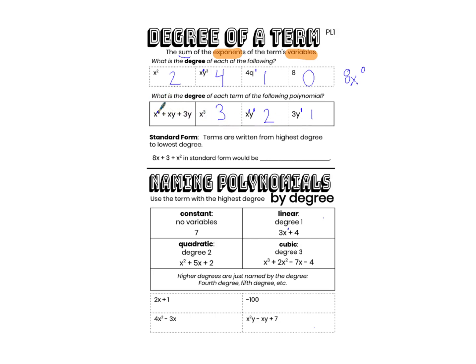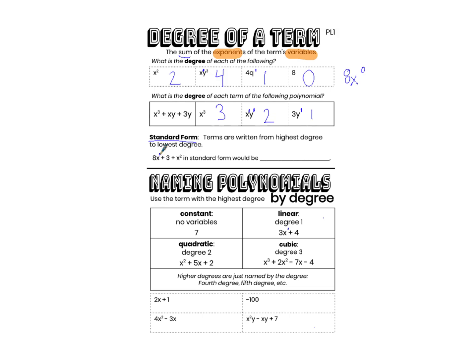This polynomial right here, x cubed plus xy plus 3y, is an example of a polynomial written in standard form. Here, standard form means that the terms are written from highest degree, degree 3, to lowest degree, degree 1. So if a polynomial is written in standard form, the largest exponents, the highest degree, will be first. The smallest exponents, the lowest degree, will be last.